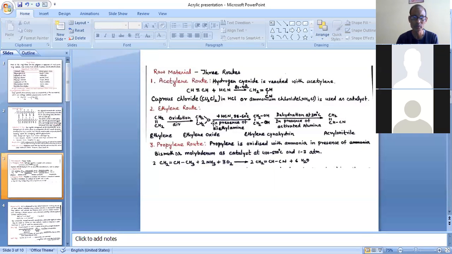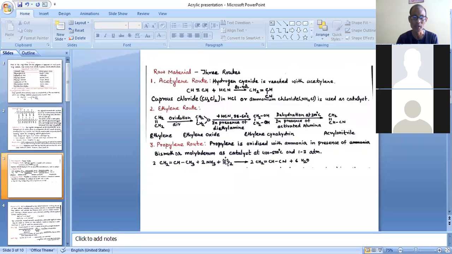In the ethylene route, ethylene is oxidized with air and we are getting ethylene oxide, which is reacted with hydrogen cyanide at 55 to 60 degrees centigrade in presence of diethylamine. We are getting ethylene cyanohydrin, which on further dehydration at 300 degrees centigrade in presence of activated alumina gets converted into acrylonitrile. That is a raw material for acrylic fibers.